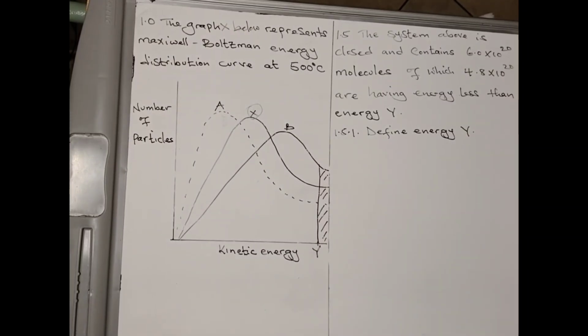Okay, then comes this question. The statement reads that the system above is closed and it contains 6.0 times 10 power 20 molecules, of which 4.8 times 10 power 20 are having less than energy Y. So the question says, define energy Y.